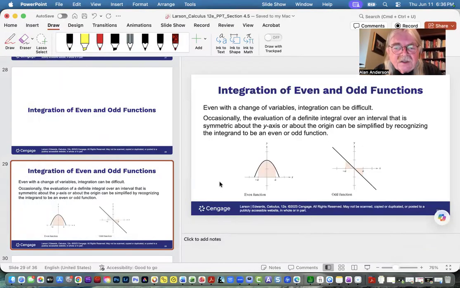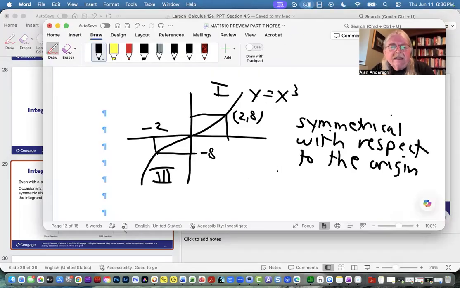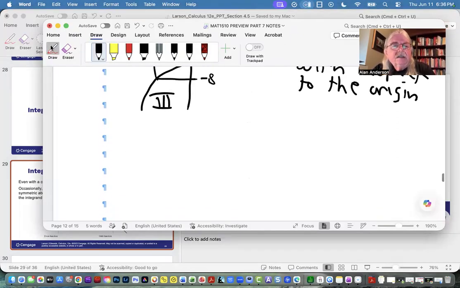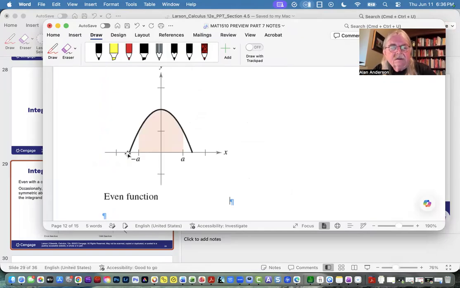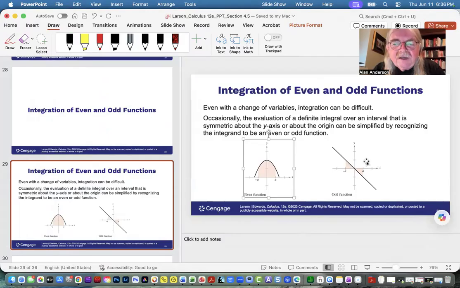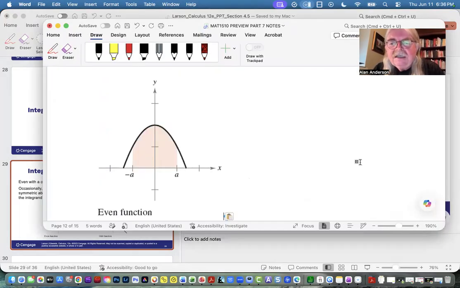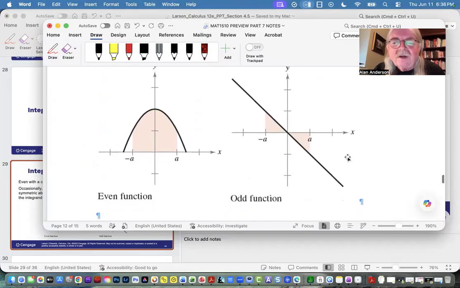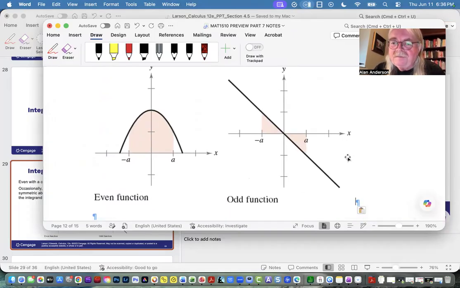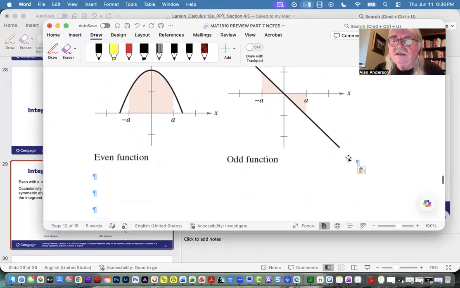Well, as far as integration is concerned, you can see with an even function on the left, we can calculate the area under a curve by taking the integral over that entire interval. But with an odd function, we have a problem. Look at this. We have negative areas and positive areas. If I integrate directly, I'll end up with 0. Okay. And that's not what I want. So that's why this is important.